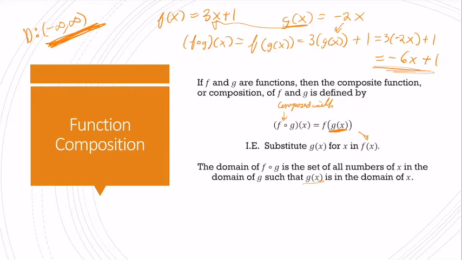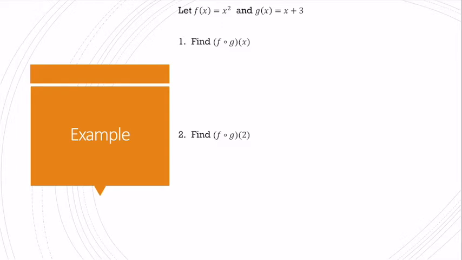So let's go ahead and do another example. We've got a little bit harder equations here, right? Because I've got a degree 2 equation. This graph's going to look like a parabola. Both of these, though, have domains of negative infinity to positive infinity. So my composition's also going to have a domain from negative infinity to positive infinity. Let me go ahead and write that down.